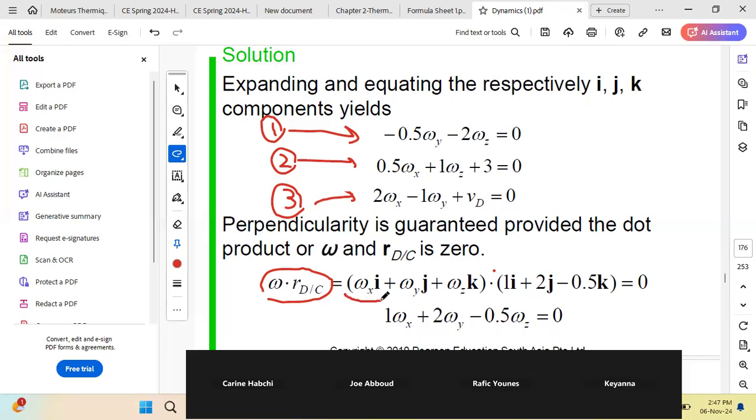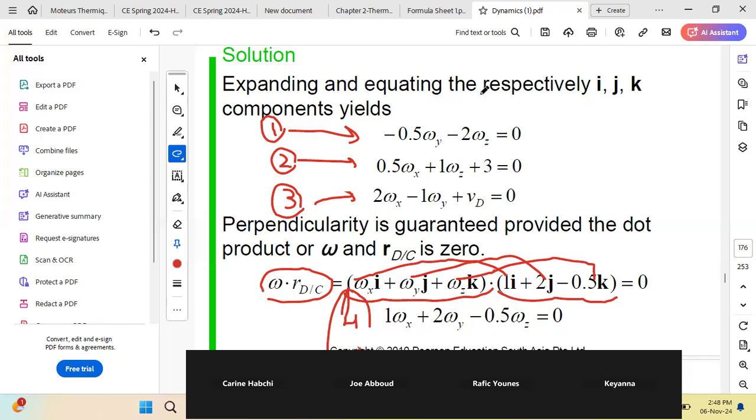So I can write that omega x i plus omega y j plus omega z k, dot product vector CD, is equal to 0. If I do the dot product, I multiply the x component of the first vector by the x component of the second, plus the y component of the first times the y component of the second, plus the z component of the first times the z component of the second, equal to 0. So now I obtain a fourth equation to close my system of unknowns. So I have now 4 equations, 4 unknowns, and I can solve for my variables.